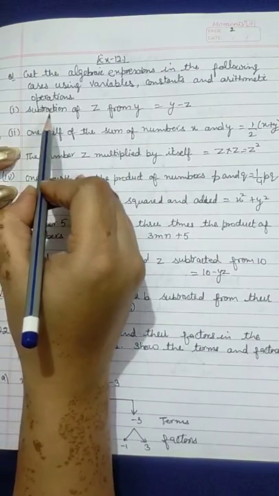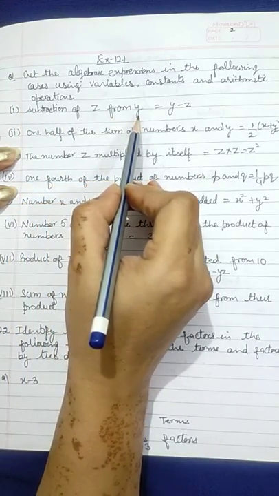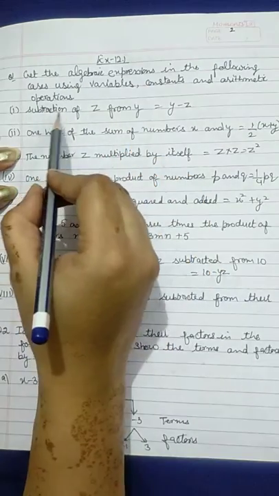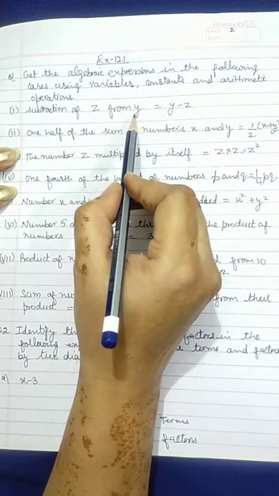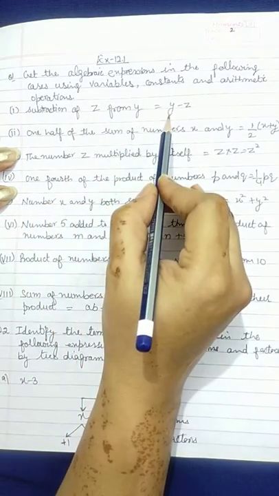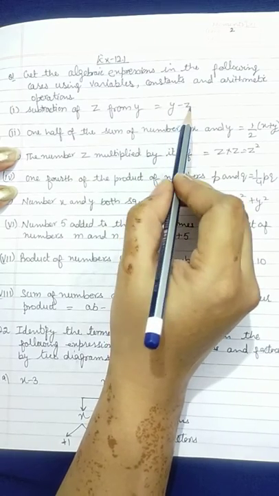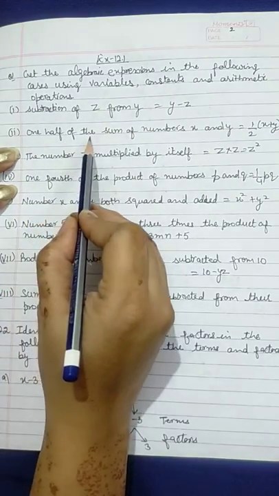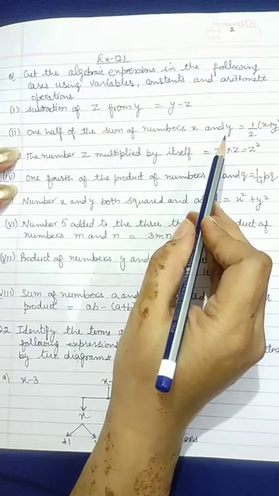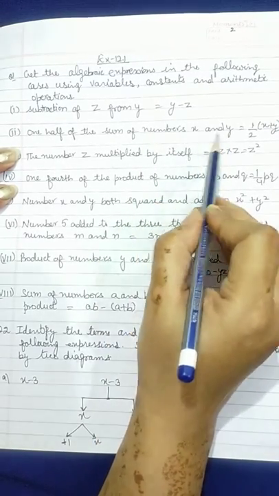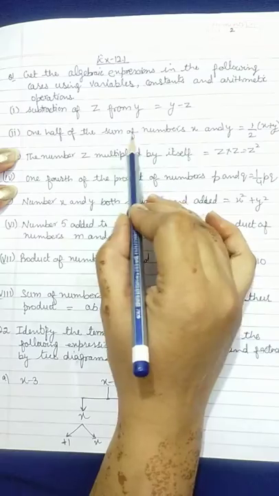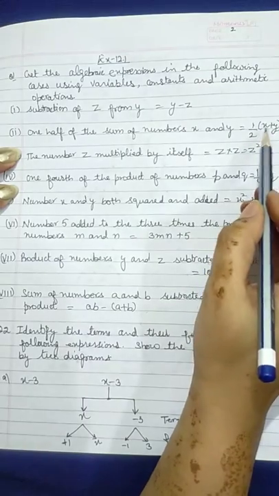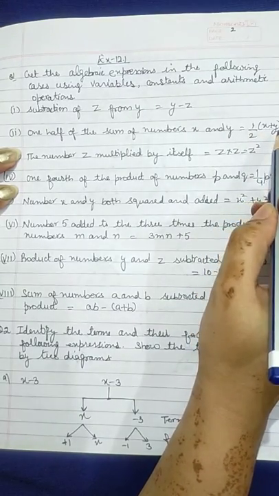The very first part is subtraction of z from y. Means we will make an algebraic expression by subtracting z from y. So it is y minus z. Fine. And this is its algebraic expression. Then in the second part, 1/2 of the sum of numbers x and y. First of all we'll do the sum of x and y, because sum is there. Then we'll take 1/2 of their sum. So it will be x plus y divided by 2, or 1 by 2 times x plus y.